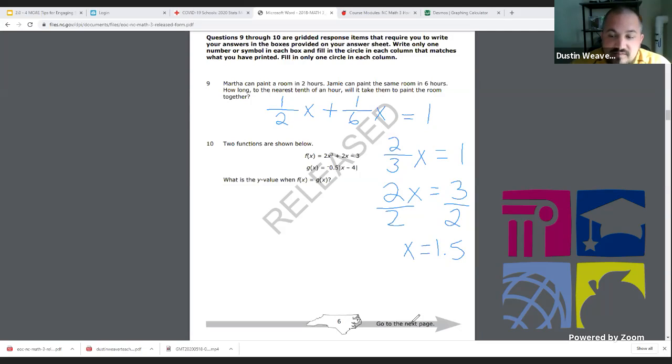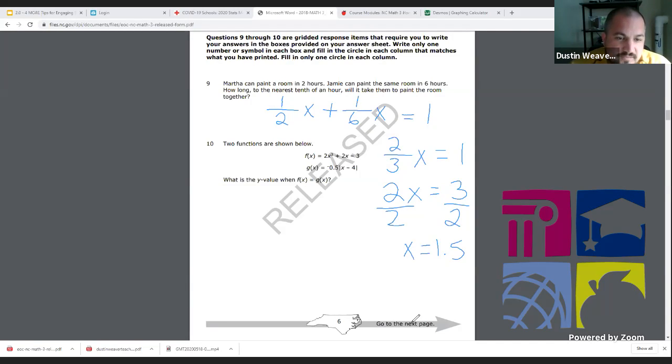So you get 1.5 hours. So it's 1 over how many hours times x plus 1 over how many hours times x equals, and that 1 on the right side stands for 1 complete job. So that's 1 complete job.